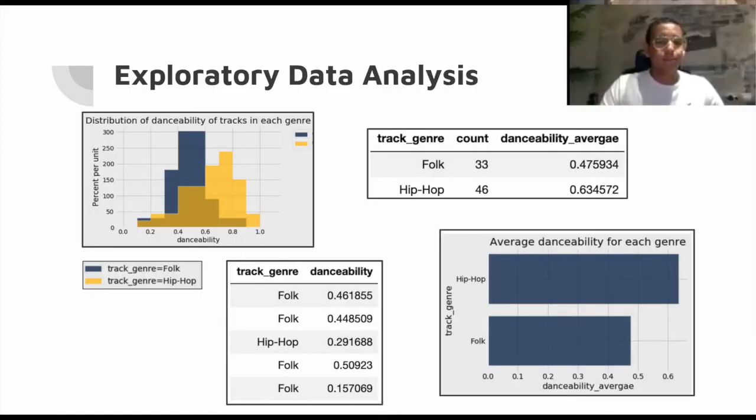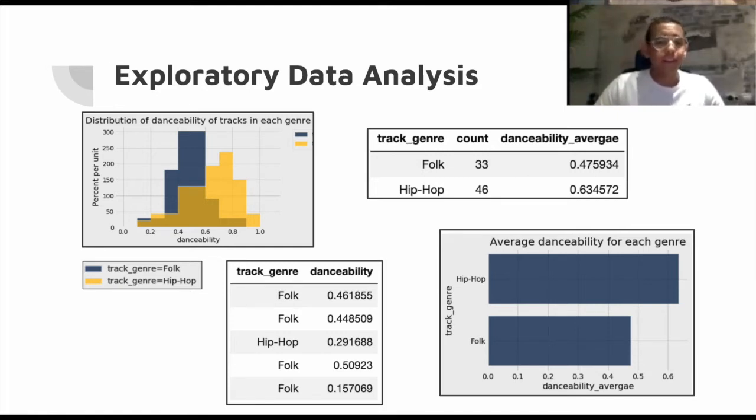Now, let's explore our data. We have joined the tracks and features table together and selected the values we need to create the table on the bottom left, which we titled Folk Hip Hop. The 2 histograms above that show that the mean danceability for folk seems to be less than that of hip hop. This can be confirmed by the bar graph on the bottom right.